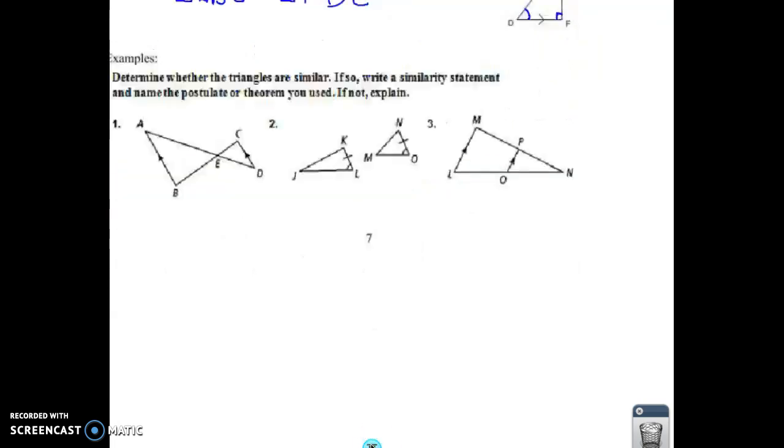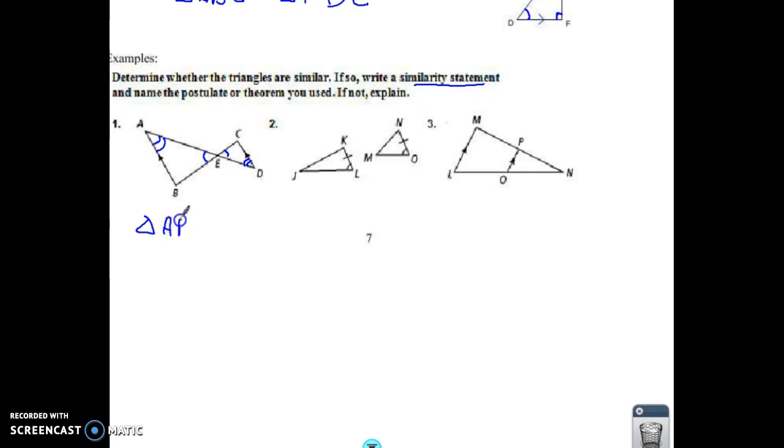All right, great. Let's look at this example here, and let me just scroll that up a little bit. Well, right off the bat, I can see that I have vertical angles. Notice these markings right here. That's parallel lines. So I know that angle A is congruent to angle D because of alternating interior angles. Great. So I know the two triangles are similar.